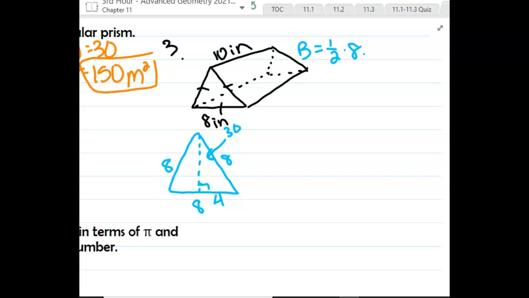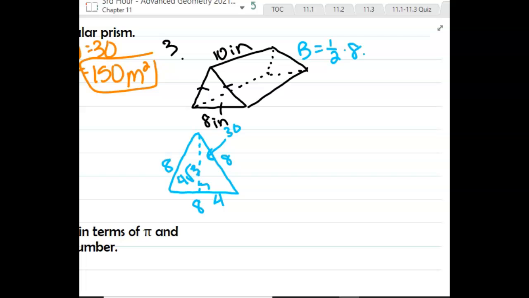I did have somebody last class ask and say you could use the Pythagorean theorem, which you totally can. I think the special right triangles are a little bit quicker because once I know that this is 4, which is my shorter leg, I'm looking for the longer leg. So if this is 4, what's my longer leg? 4 square roots of 3.